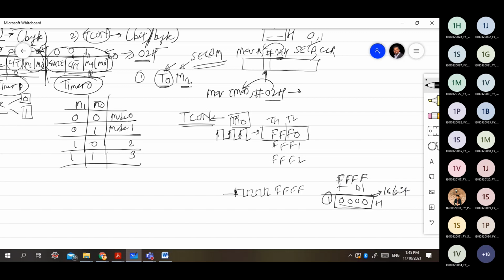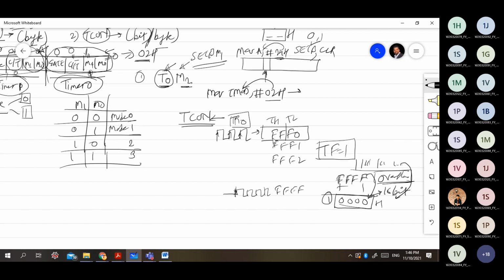Whenever there is a transition from FFFF to 0000, or you may say from all ones to all zeros, that is called an overflow. This is termed as overflow in a timer. When you add plus 1, all these ones become all zeros, and this is called overflow. And at this time, my TF flag will become 1. So whenever there is an overflow, my TF will be 1.